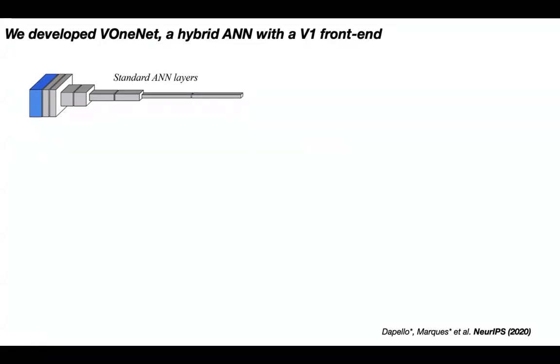Okay, so we had some evidence that from the space of many neural networks, those that better approximated the primary visual cortex at their early stages were also more robust. I'm going to be presenting those results in detail Monday. And so inspired by that, we basically implemented a VOne model in front of a standard neural network. And we call this architecture the VOneNet.